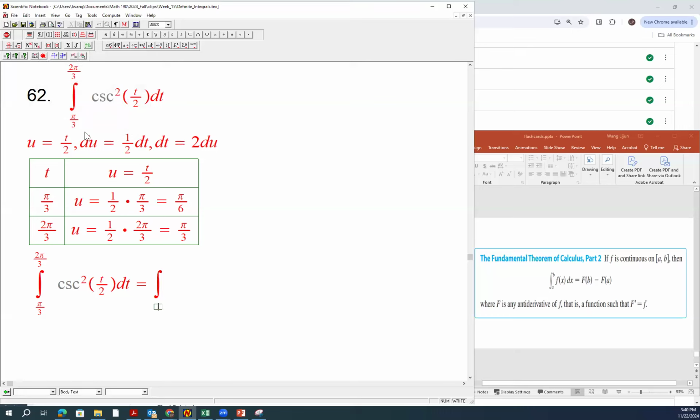You can do it in a different order if you want. When t equals pi over 3, u equals pi over 6. You can do 1, 2, 3 in a different order if you wish. And the next one is pi over 3, so one of the three is done. And cosecant squared of u, and dt will be replaced by 2 times du. We can bring the 2 to the front.